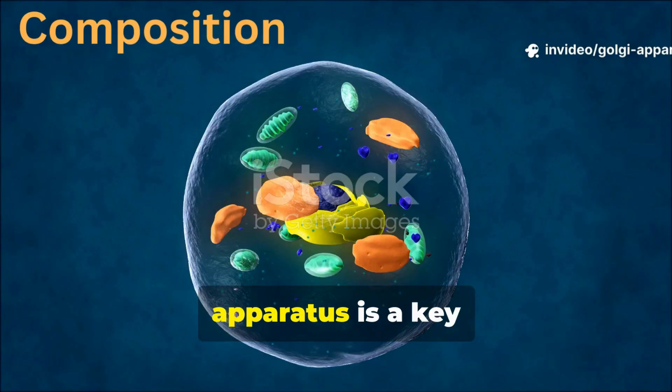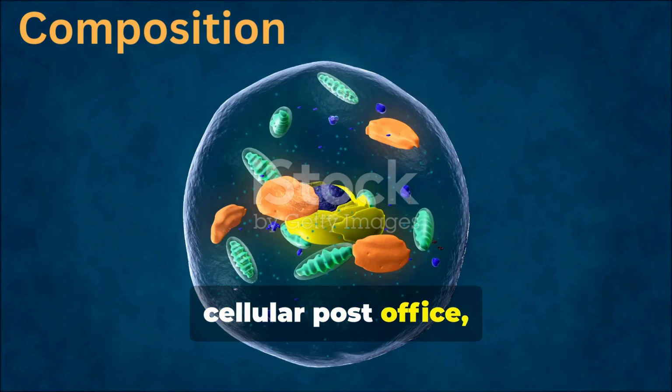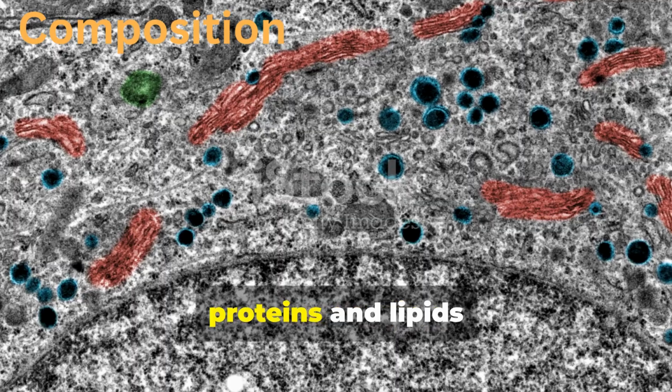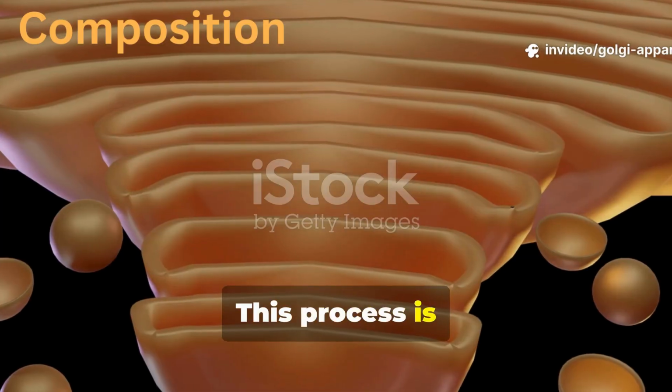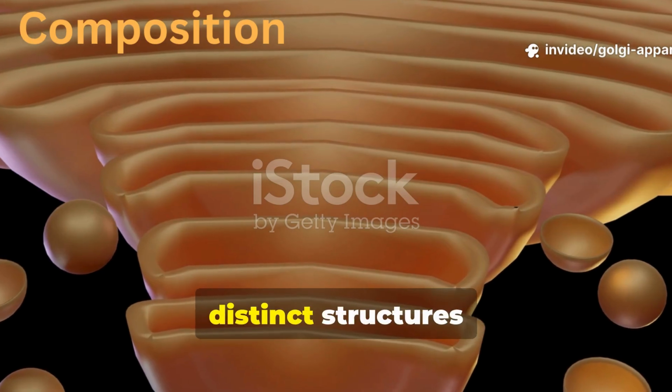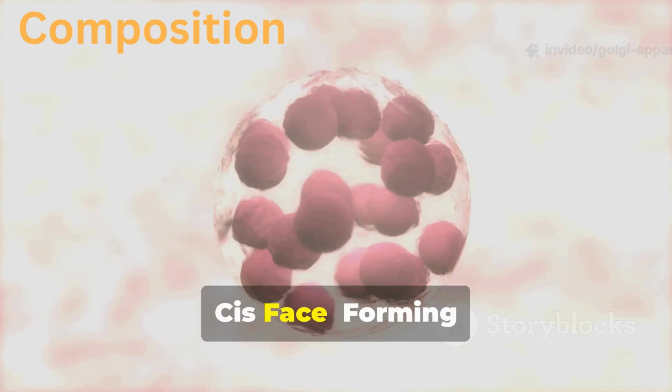The Golgi apparatus is a key organelle in eukaryotic cells that acts like a cellular post office, modifying, sorting, and packaging proteins and lipids for transport to their final destinations. This process is highly directional and depends on the distinct structures of its two faces, the cis face and the trans face. Cis face, forming face.